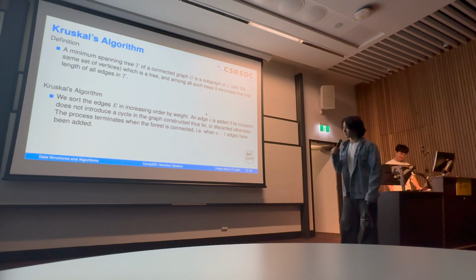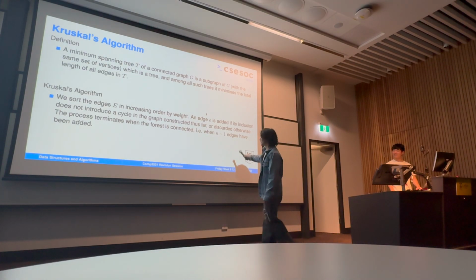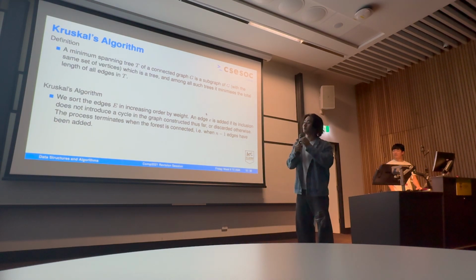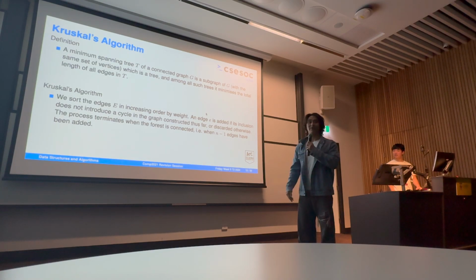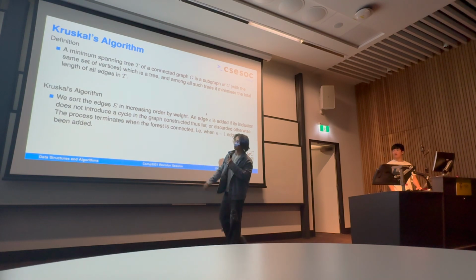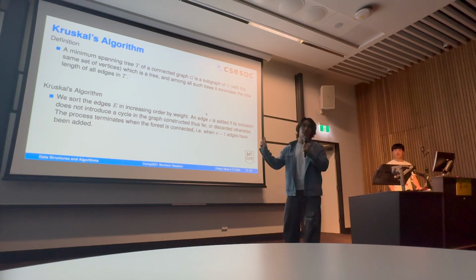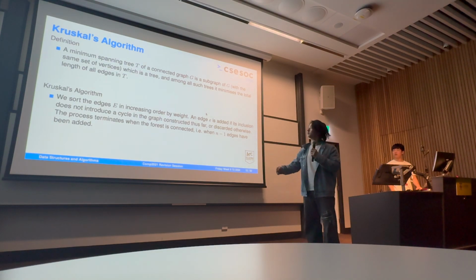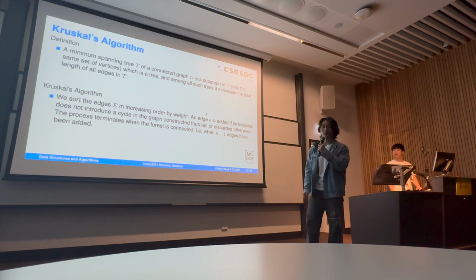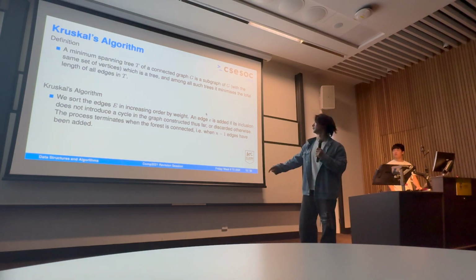The process terminates when the forest is connected, i.e. when n-1 edges have been added. The reason for this is like a mathematical point, I guess. Imagine I just had 3 nodes, 1, 2, 3. How many edges would I need to connect these 3 nodes? 2, right? I only need 2. And if I had any more, because we're assuming that the edges have positive weight, I would only be adding weight to it, so this edge is completely useless to me, and will also form a cycle.